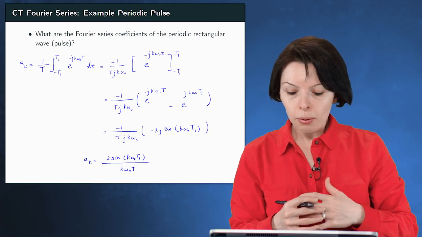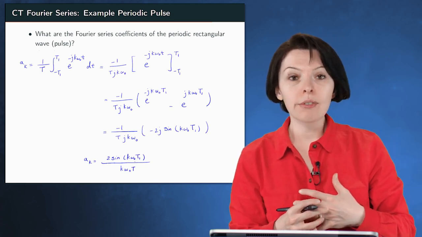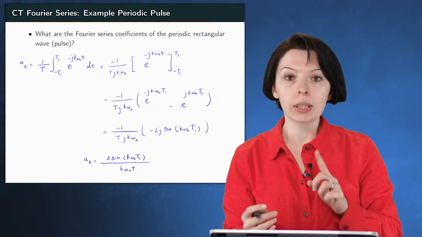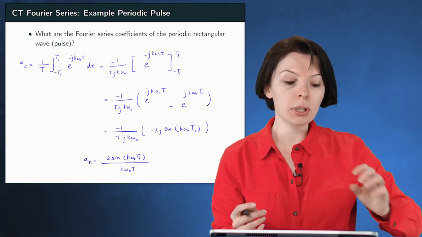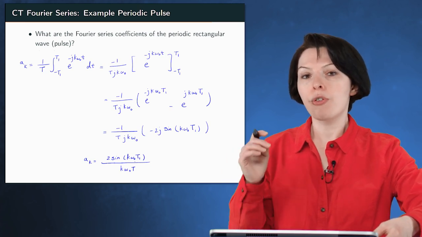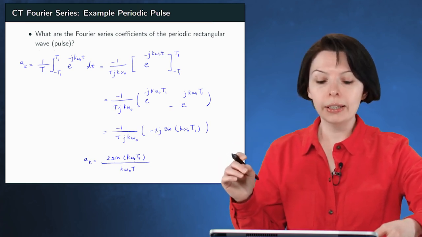All right, so the only problem is finding the value of a sub 0 here, because if you substitute k with 0 in this expression, both the numerator and denominator are going to be equal to 0. But we can use the analysis equation for k equal to 0 and calculate a sub 0.